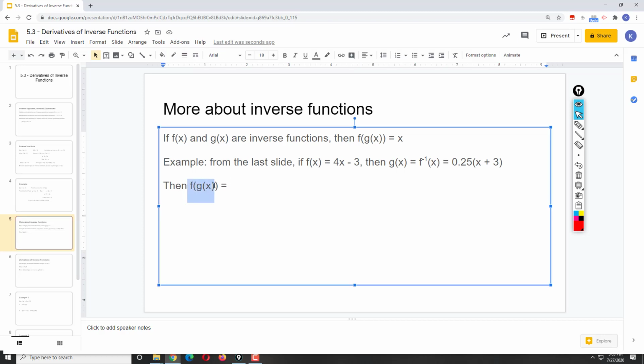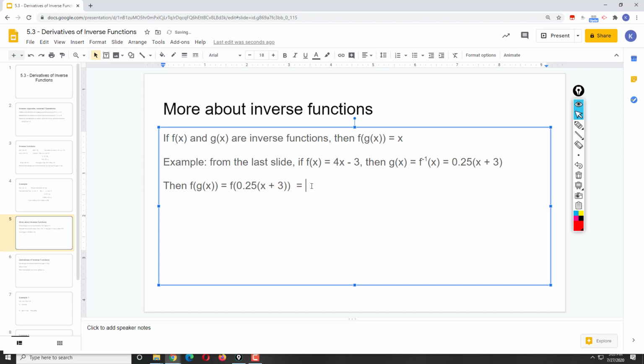Then what is f of g of x? Okay, f of g of x, I'm going to type this one more time. Well, what is g of x? G of x is this thing, 0.25 times x plus 3. So I'm going to replace g of x with 0.25 times x plus 3. Therefore, f of g of x is just f of 0.25 times x plus 3.